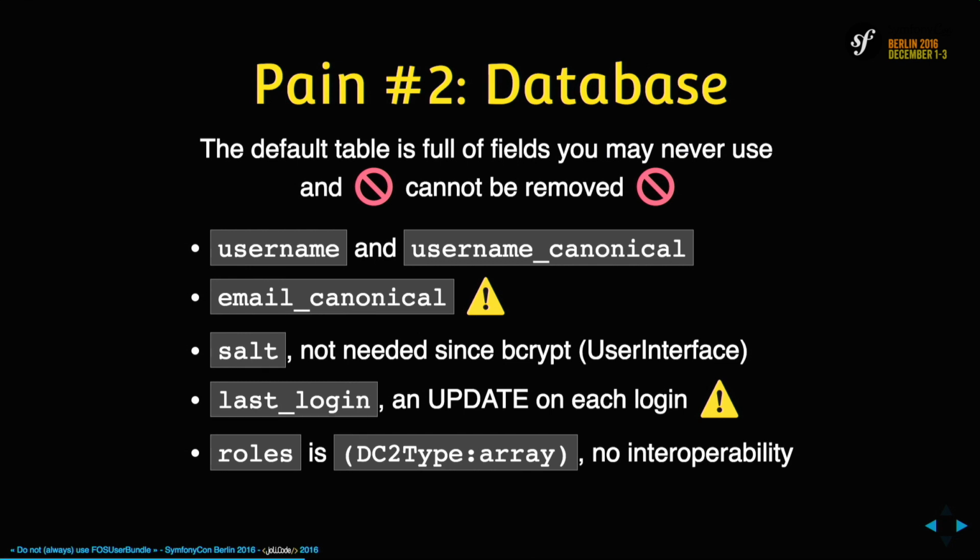I could also talk about the roles field, which is a Doctrine type array, which means it's a serialized PHP array, so there is no interoperability. If I want to update this field with something which is not PHP, it could be a JSON array. Doctrine provides this type too, which means the array is just encoded in JSON.